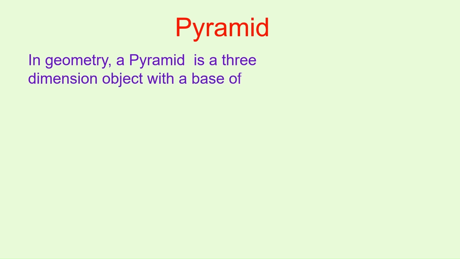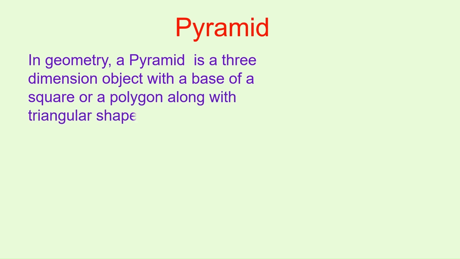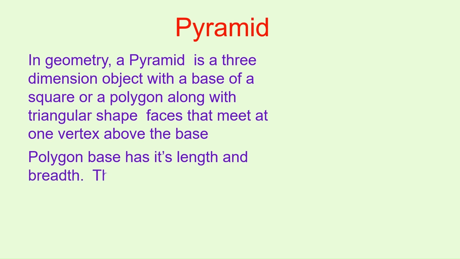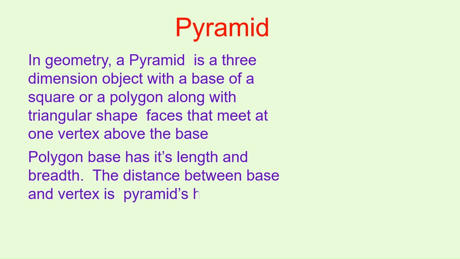The pyramid. In geometry, a pyramid is a three-dimensional object with a base of a square or a polygon, along with triangular shaped faces that meet at one vertex above the base. Polygon base has its length and breadth. The distance between base and vertex is pyramid's height h.